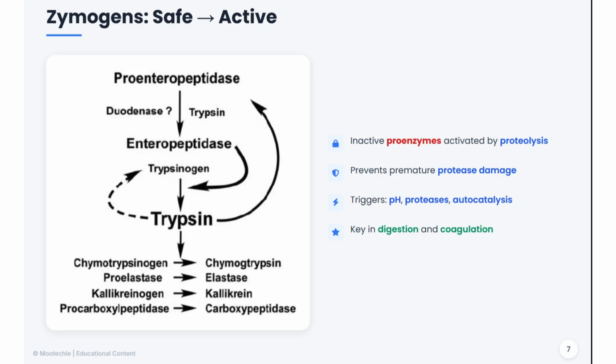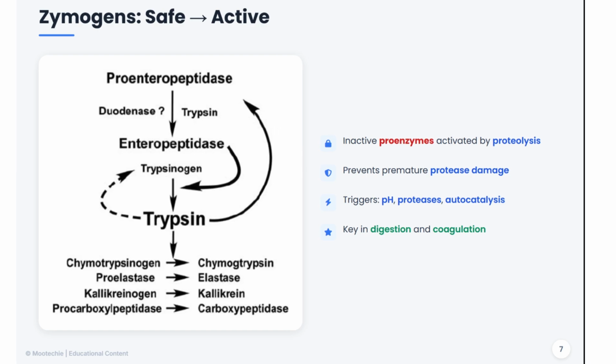Proenzymes like trypsinogen, chymotrypsinogen, proelastase, kallikreinogen, and procarboxypeptide are all activated. Enteropeptidase converts trypsinogen into active trypsin. Then trypsin itself activates all the others. Chymotrypsinogen becomes chymotrypsin, proelastase becomes elastase, kallikreinogen becomes kallikrein, and procarboxypeptide becomes carboxypeptide.